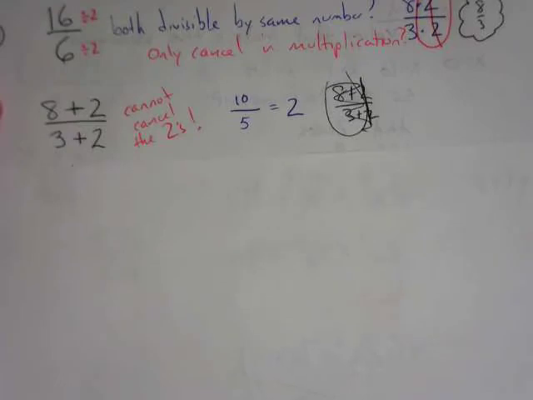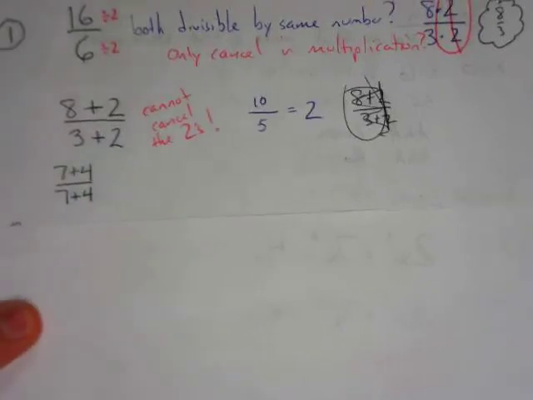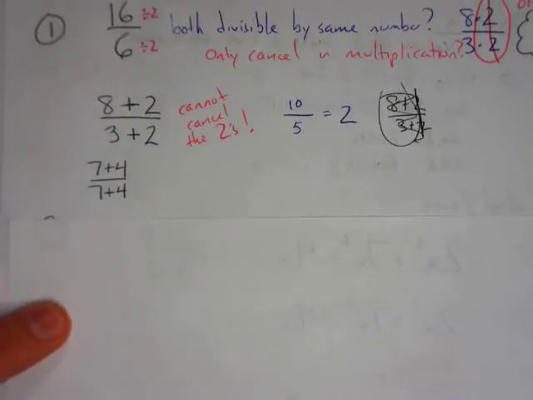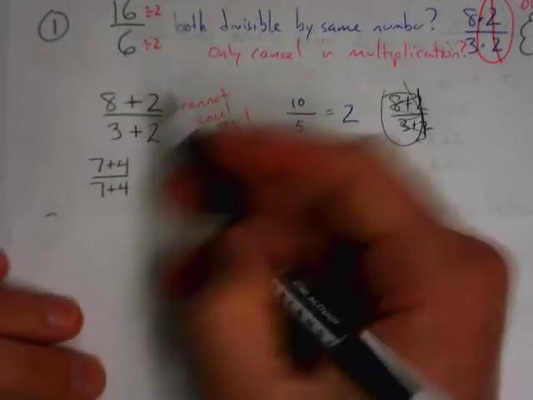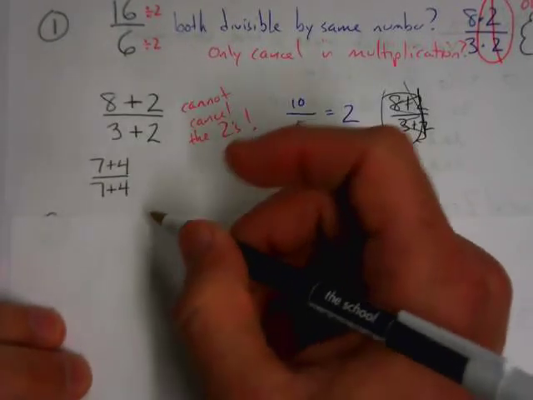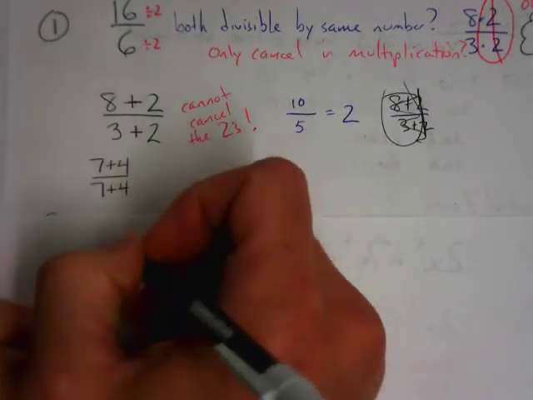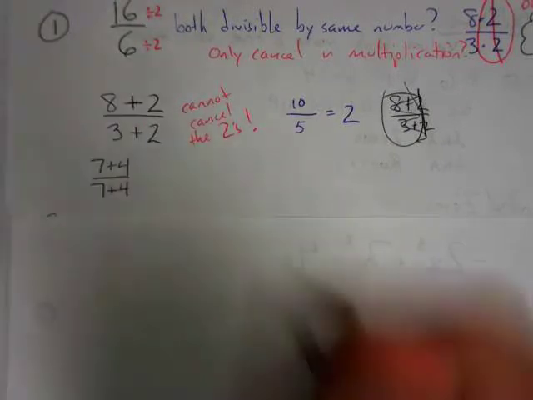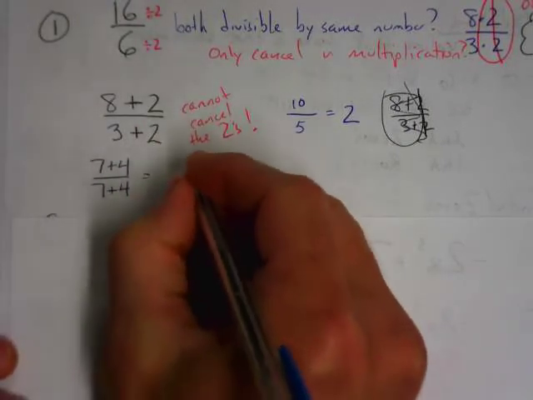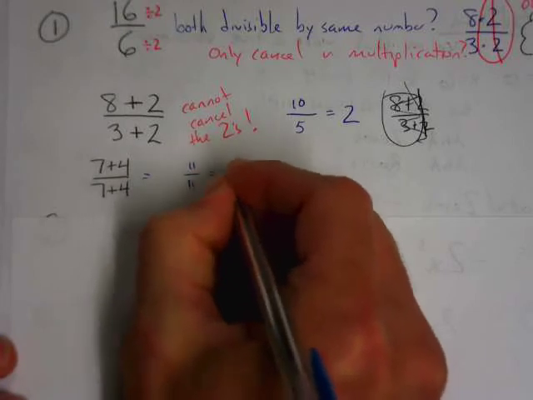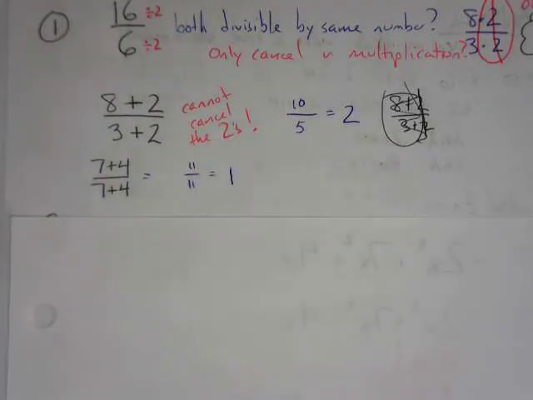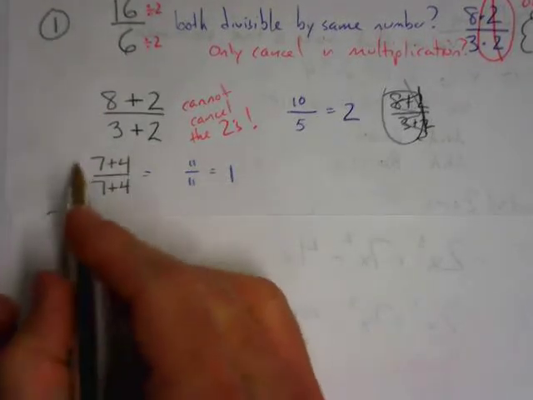So look at a similar example here, right? Can we cancel the 7s and can we cancel the 4s? No, we can't cancel the 7s and the 4s because that would leave us with 1 plus 1 or 2. But what is this big expression? This big expression happens to be 11 over 11, which equals 1. So if we couldn't cancel the 7s and we couldn't cancel the 4s, leaving us with 2, is there another way of seeing this example?